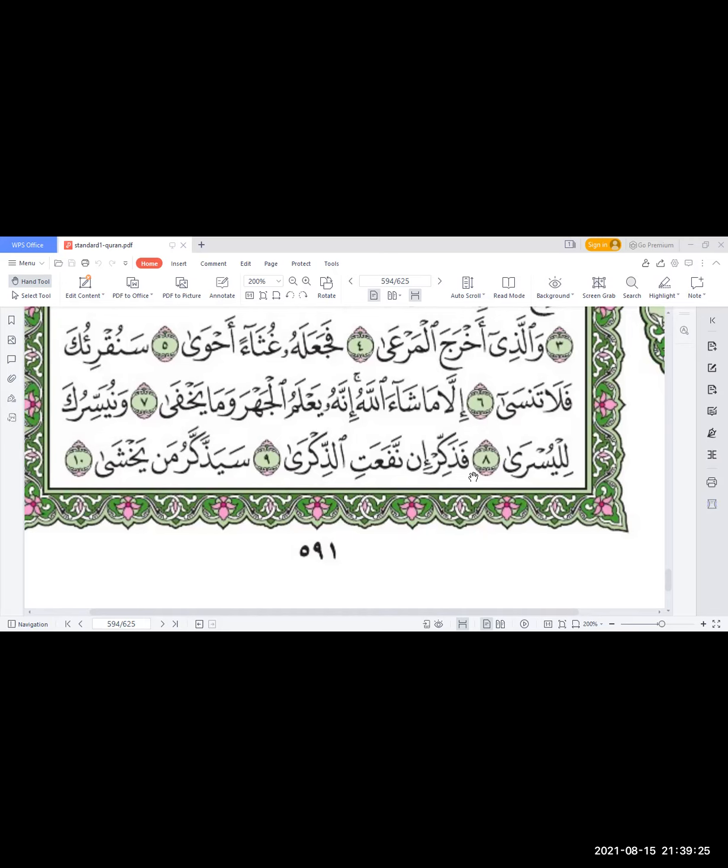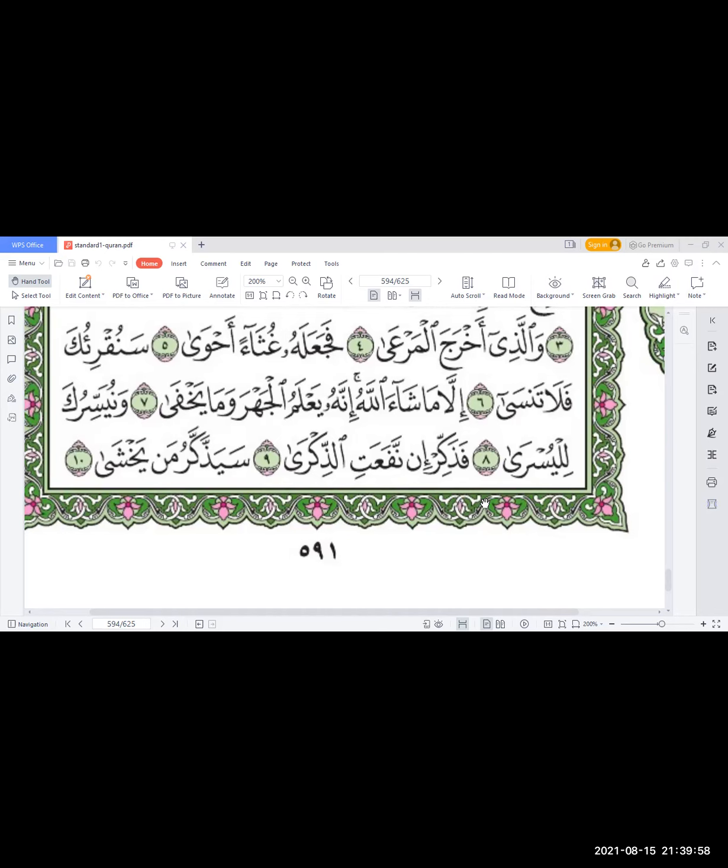Brother Swala, can you try to translate this sentence? Fadhakkir in nafa'at adh-dhikra. It means that it's a command, a fi'l amr. You should remind, because there is great benefit in reminding people. So how do you actually translate it?